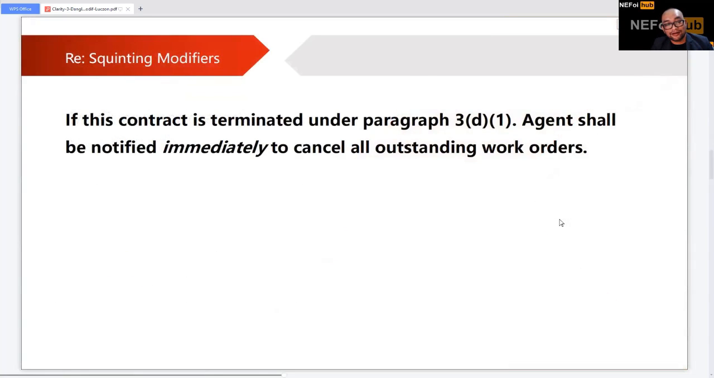Another example of squinting modifiers is the example we have here: if this contract is terminated under paragraph 3D1, agent shall be notified immediately to cancel all outstanding work orders. So another one-word modifier, which is immediately.